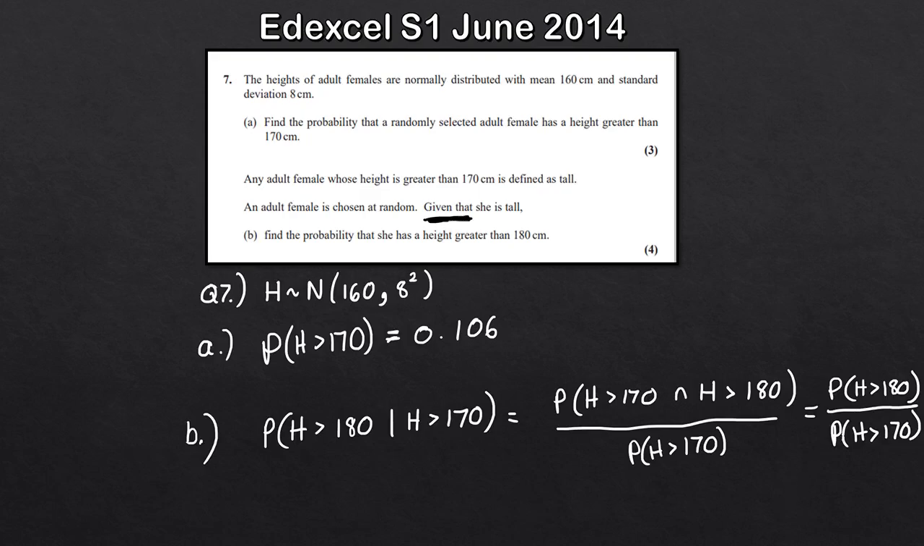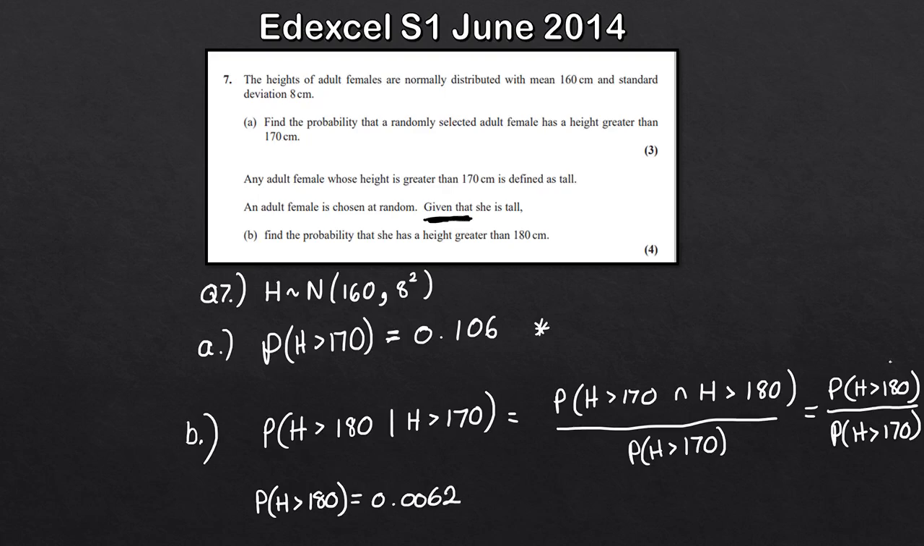So all we need to do here is work out our numerator. We've already worked out the denominator. That's this part here in part A. So all I need to work out now is the probability that H is greater than 180. And again, we just go back to our part A on our calculator, and all I need to change is my value for the lower. Instead of it being 170, it will just simply be 180. Okay, and what you get then in that case is 0.0062.